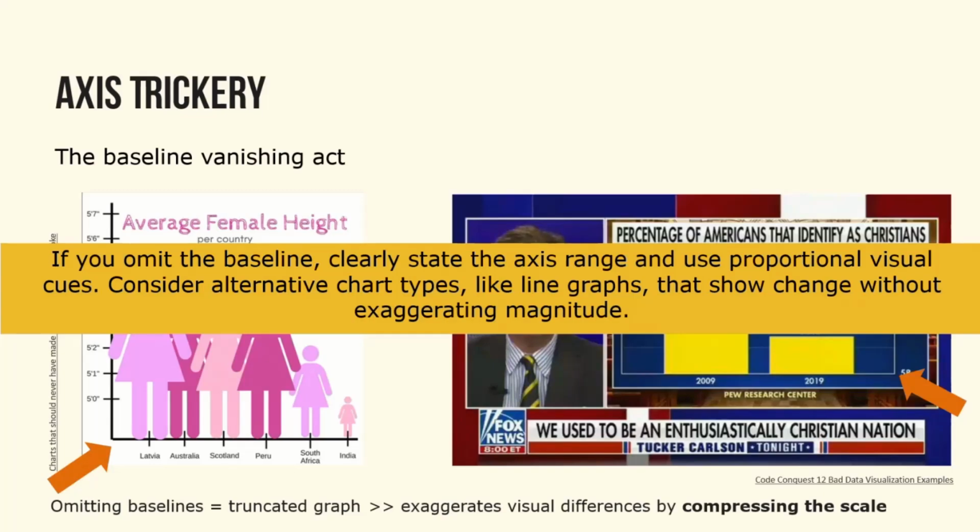We can also give the option to see the whole axis starting from 0, and then the option to see it with that truncated baseline. Because if you do that, maybe you're trying to show small variances, but depending on what you try to represent, a line chart would be better, because it can show the change without exaggerating the magnitude.